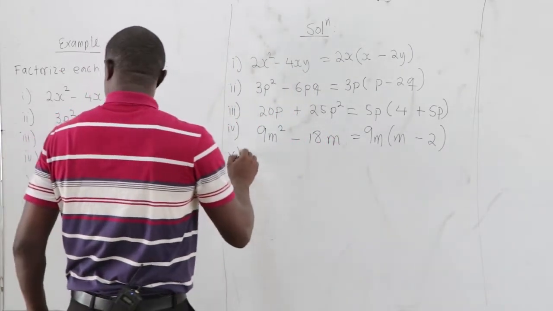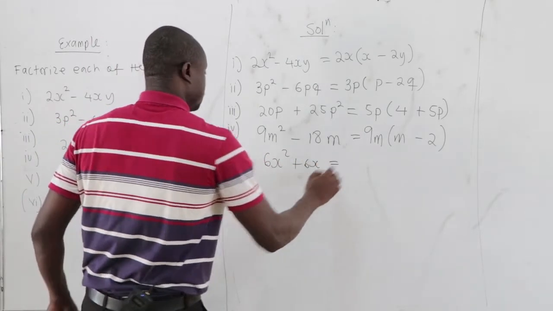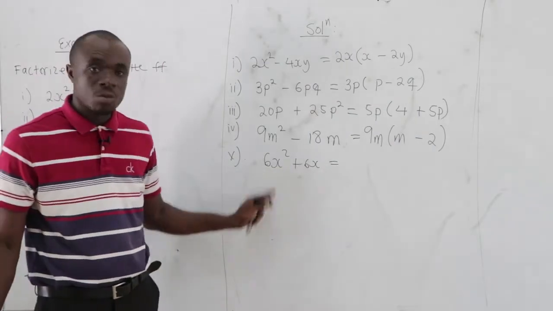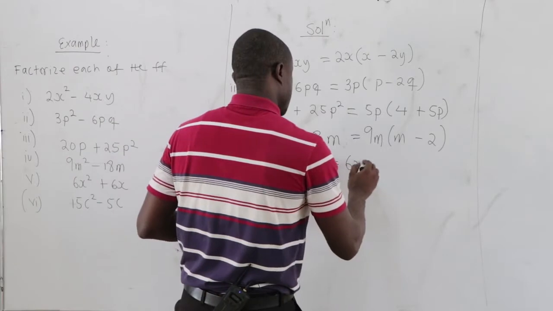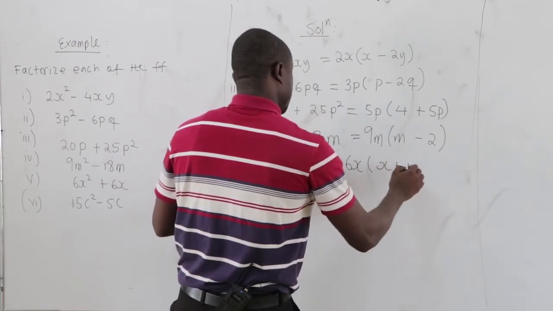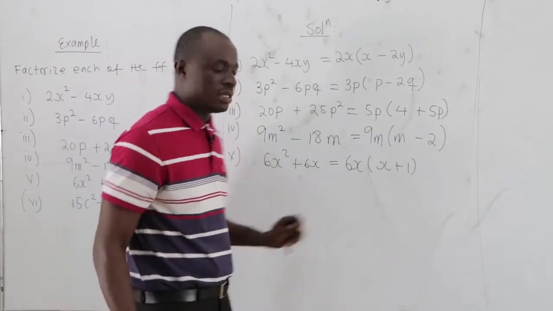Now let's see the fifth one. We have 6x squared plus 6x. So 6 is a common factor, and we can also see x is a common factor. So 6x out, and we have x plus 1. Now 6x times x, that's 6x squared, 6x times 1, that is 6x.